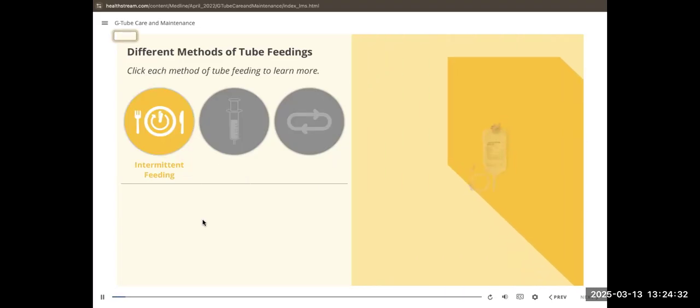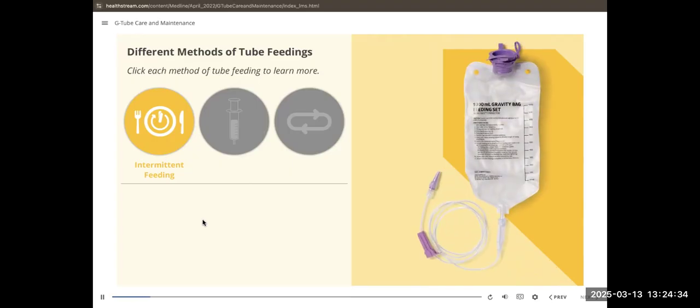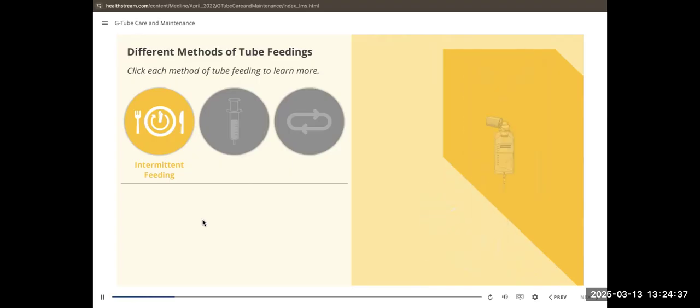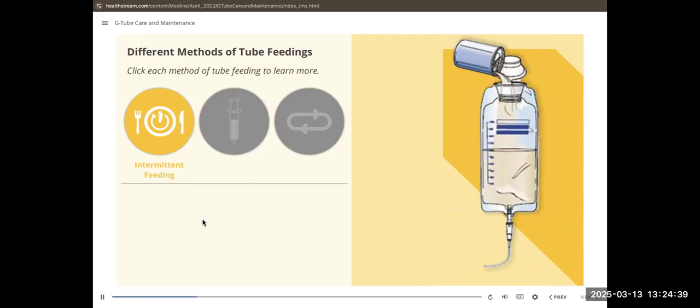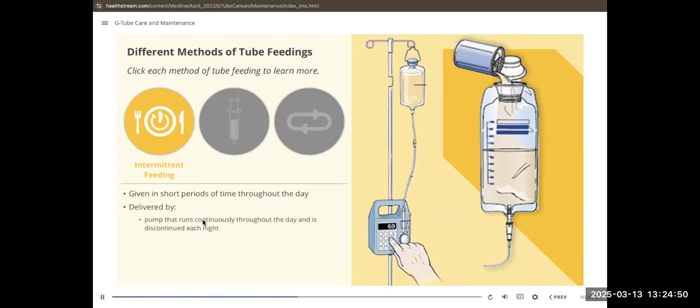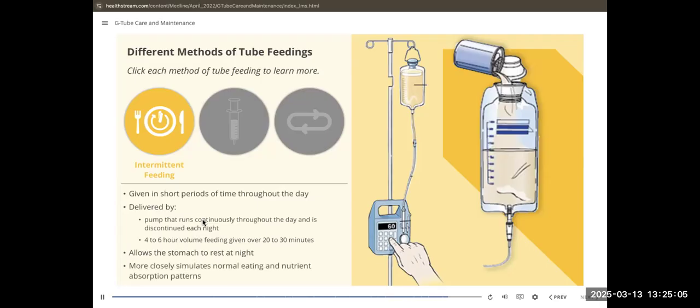The intermittent gravity feeding uses a feeding set with an attached bag that holds the formula. Gravity pulls the formula through the feeding set. Intermittent feeding is given in short periods of time throughout the day. Intermittent feedings are defined as being delivered either by a pump that runs continuously throughout the day and is discontinued each night, or as a 4 to 6 hour volume feeding given over 20 to 30 minutes. Intermittent feedings allow the stomach to rest at night and more closely simulate normal eating and nutrient absorption patterns.